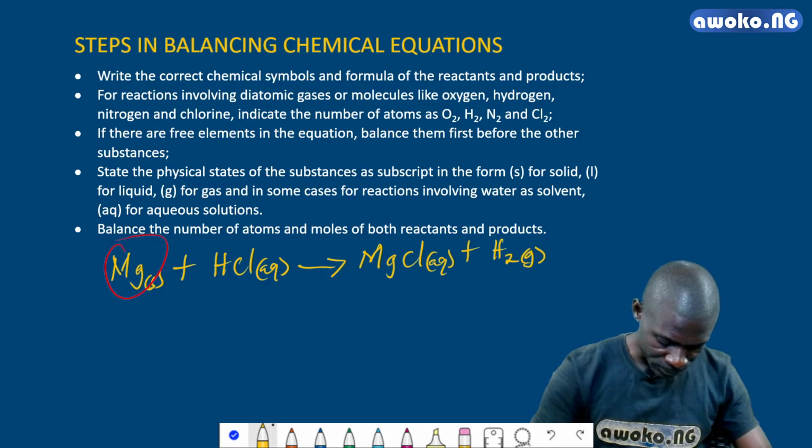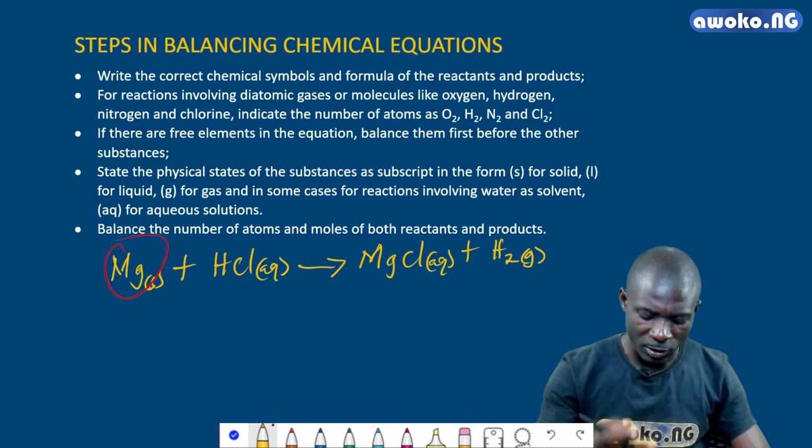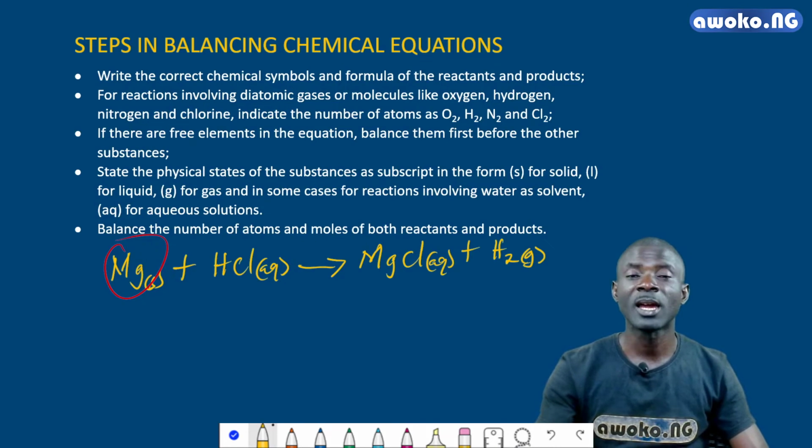Now the next step is that it is important that we state the physical states of the substances as subscripts in the form S for solid, L for liquid, G for gas, and in some cases AQ for aqueous solutions. That is, solutions involving water as solvent. They are called aqueous solutions. These are always written as subscripts in front of the symbols or in front of the formula of the compound. It is very important.